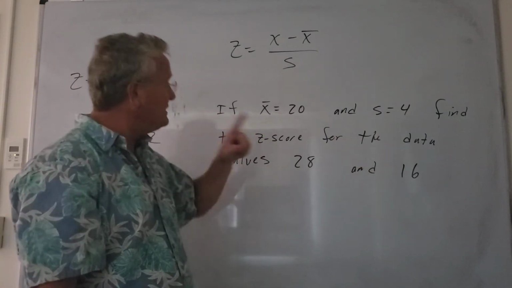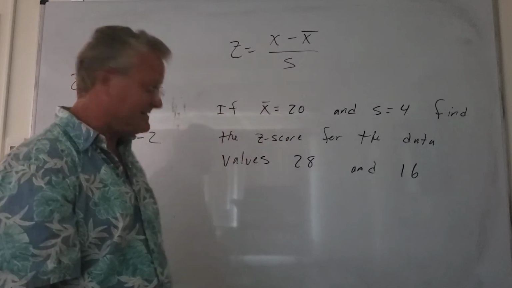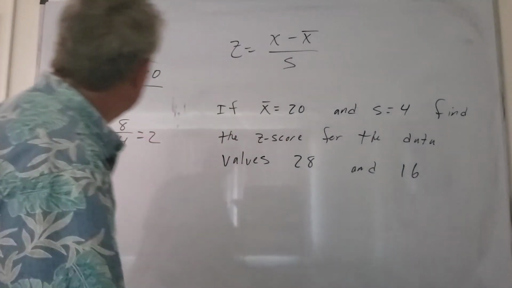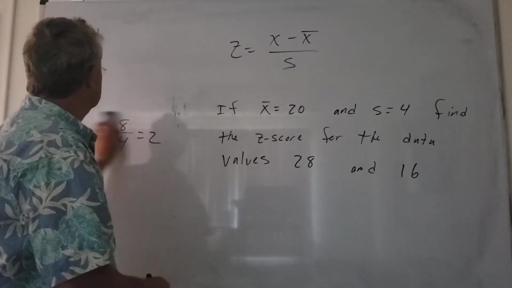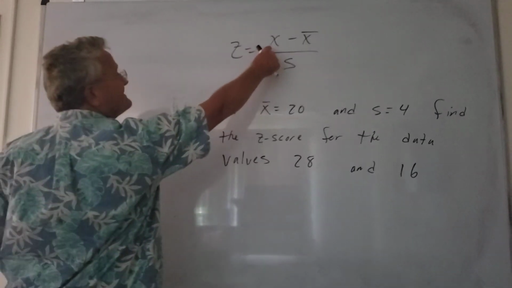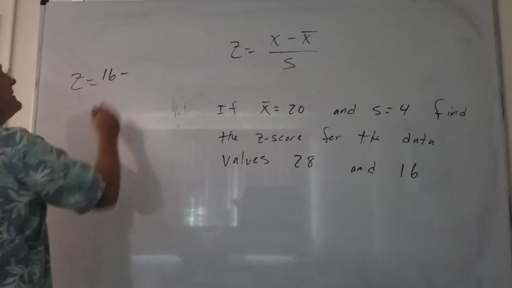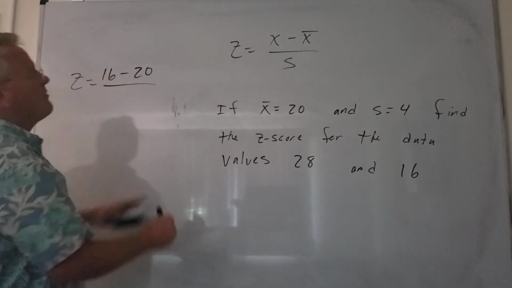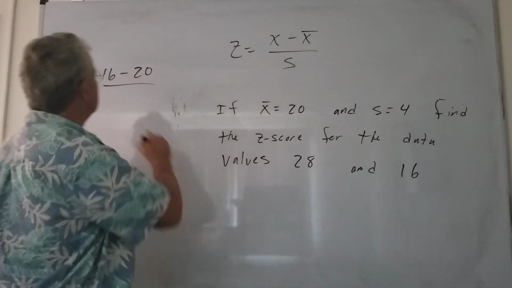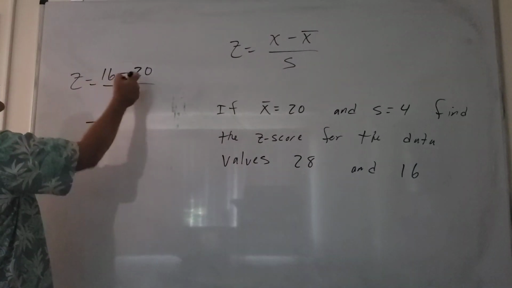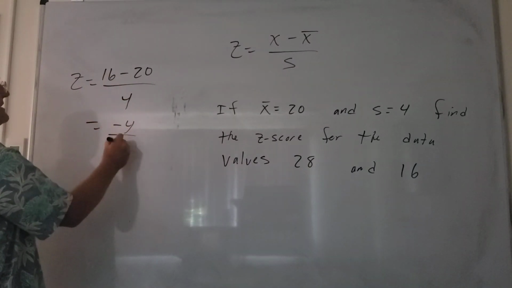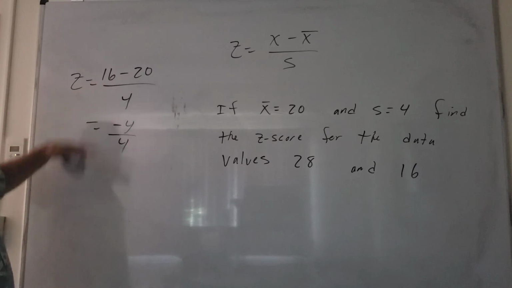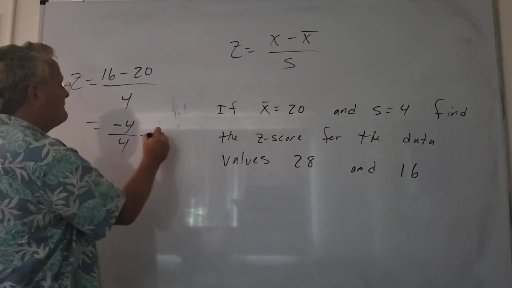What about 16? Well, notice 16 is less than the average. So what do we get when we calculate the z-score for 16? We get 16 minus the average, which is 20, over the standard deviation, which is 4. 16 minus 20 is negative 4, and negative 4 over 4 is negative 1.